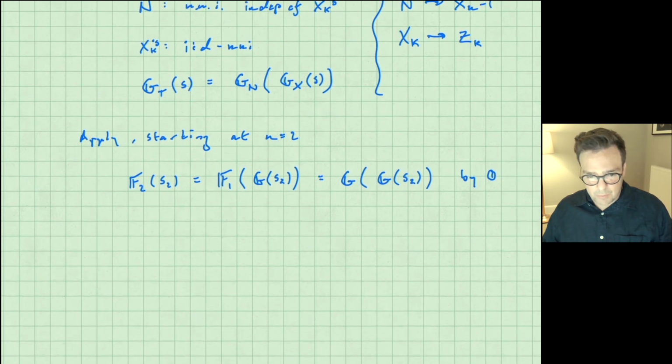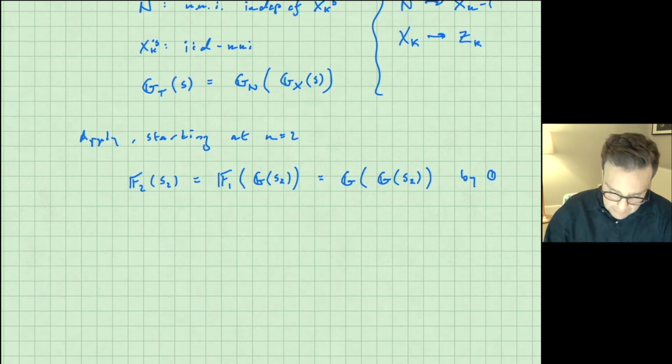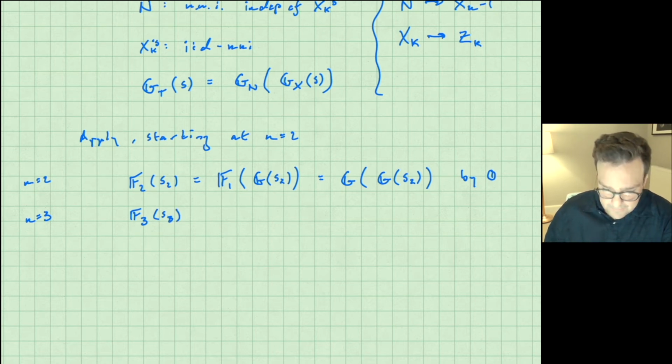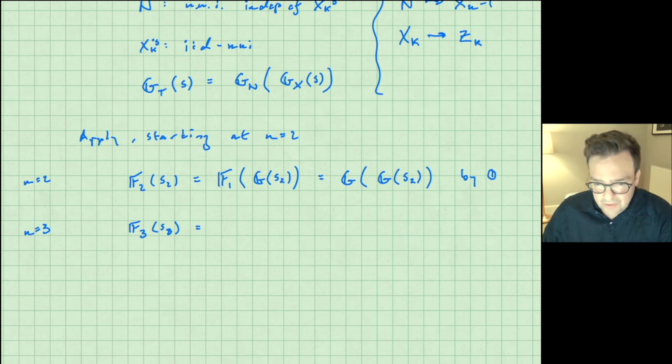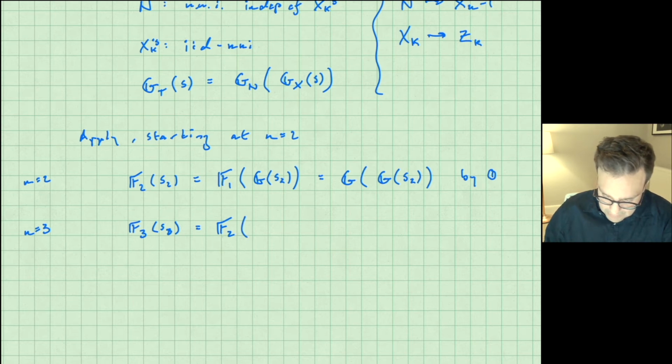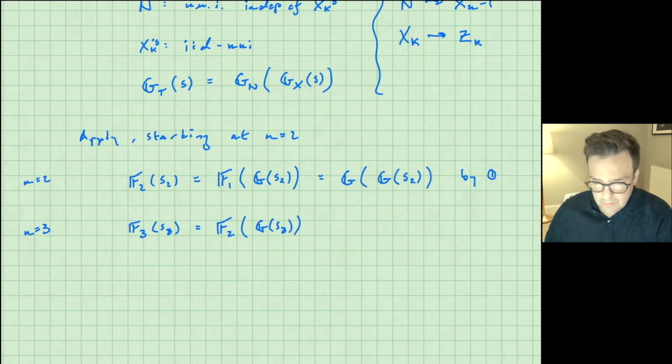Okay, now we're going to repeat this. This is n equals 2. Now we'll look at n equals 3, and so on. And so I've got f sub 3. I'll label this s sub 3. I think maybe you don't really need this, but I'm going to give myself a little bit more room. Right, and so this guy, we followed through the same procedure, and this is just f sub 2 evaluated at G of S3, right?